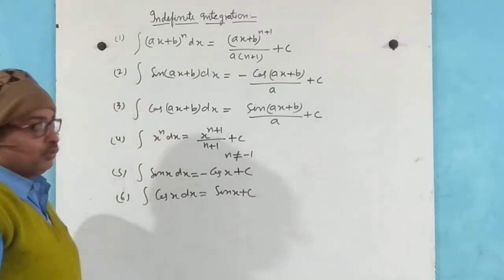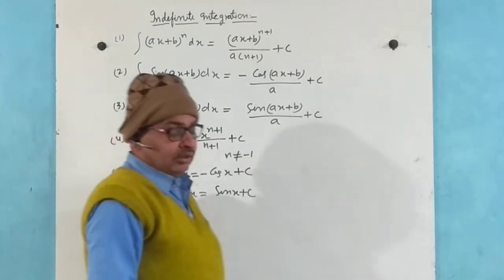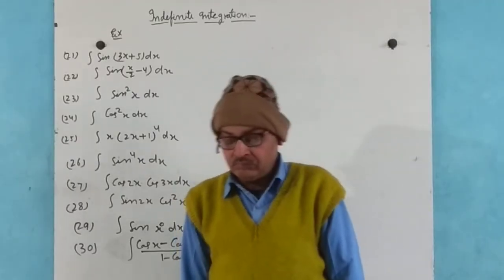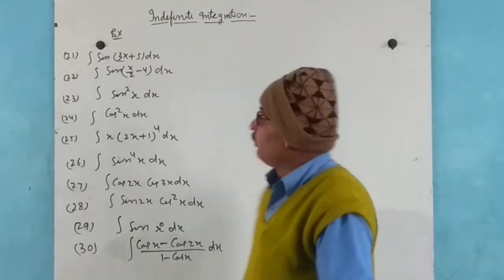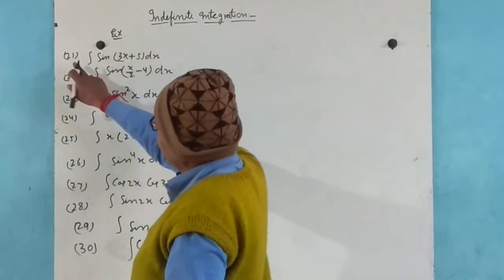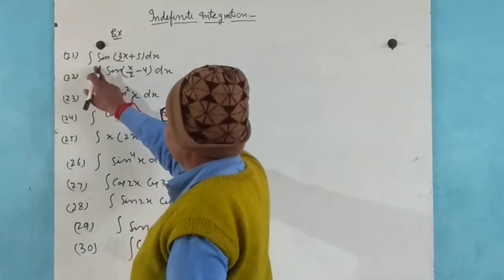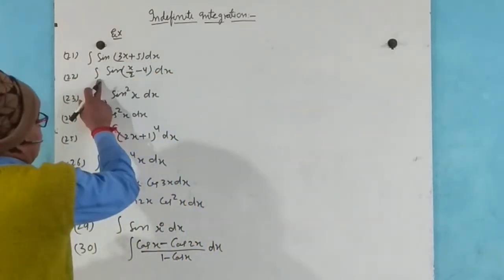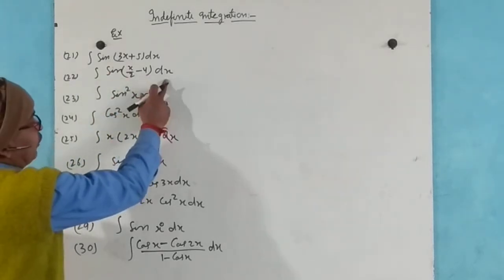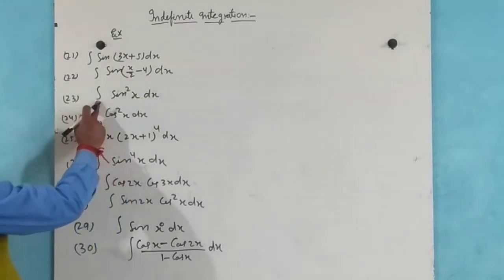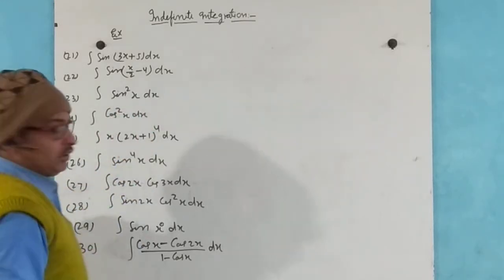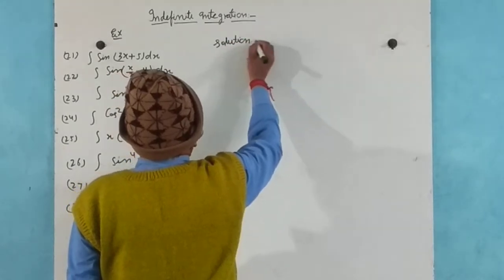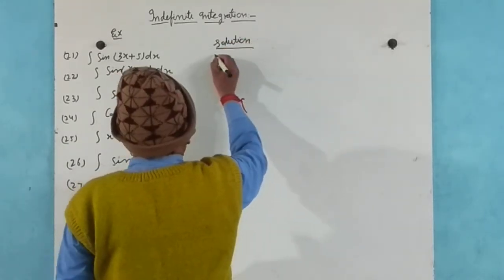Now we take some examples. Example 21: integration of sin(3x plus 5) dx. Example 22: integration of sin(x by 2 minus 4) dx. Example 23: sin square x dx. Now, solution of 21.